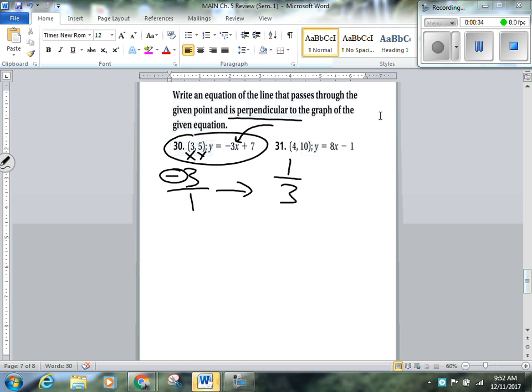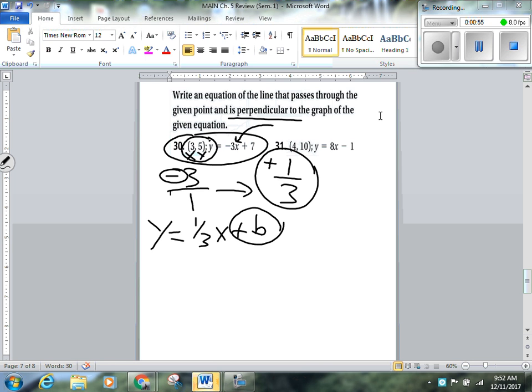It was negative. I need to make sure that it is positive. Now I'm going to use this fraction for my slope. So when I go back and rewrite my equation, y = 1/3 x + b, I'm going to solve for b, and I'm going to put in those 2 points. So y equals 5. I'll plug in 5 for y.